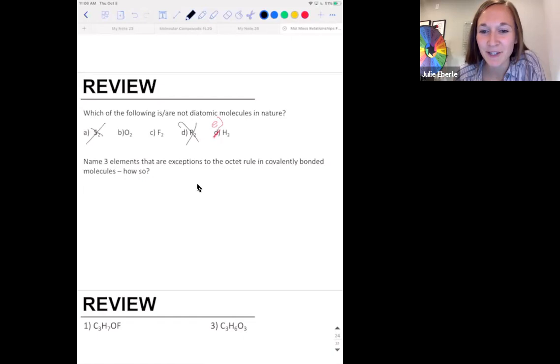Someone said I read the question wrong. You were picking the ones that are diatomics. Is sulfur usually S8? I feel like I remember that from high school. Sulfur can exist as S8, Caroline, but that is still not a diatomic.